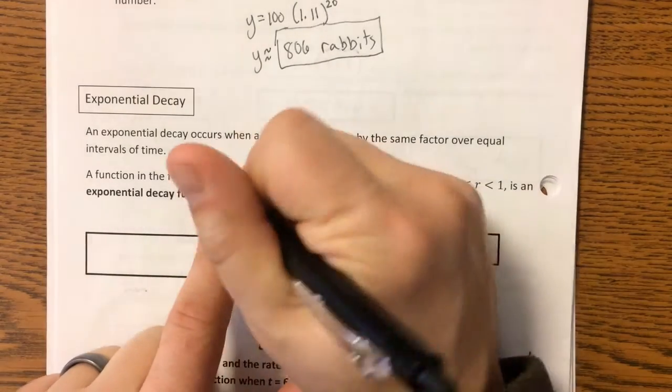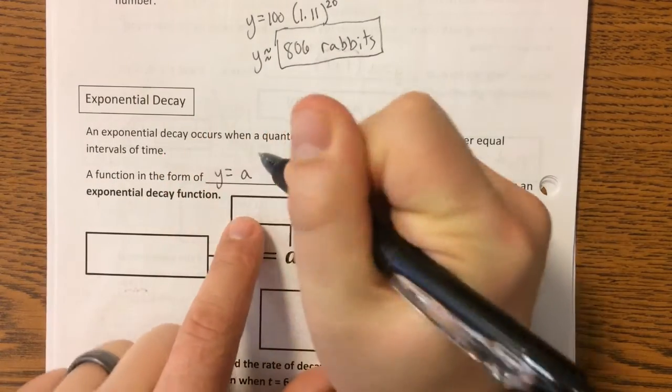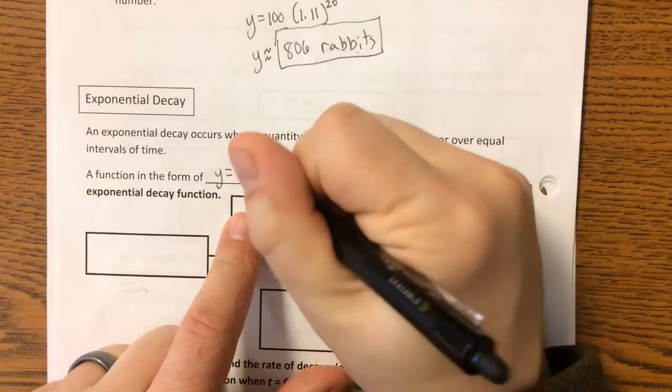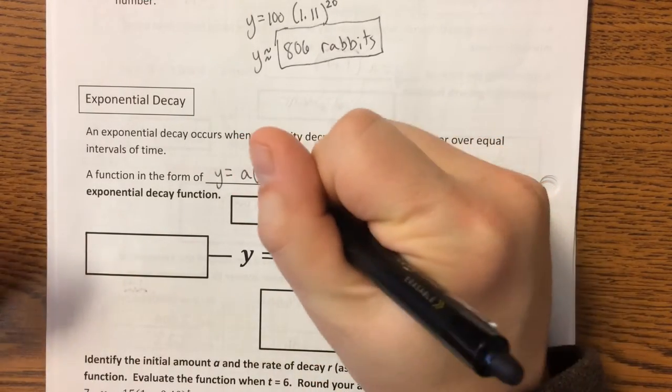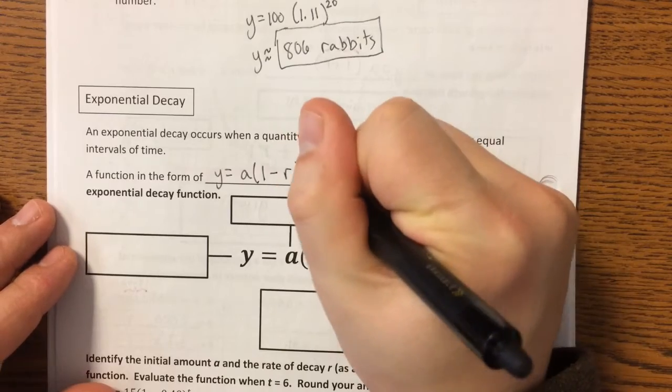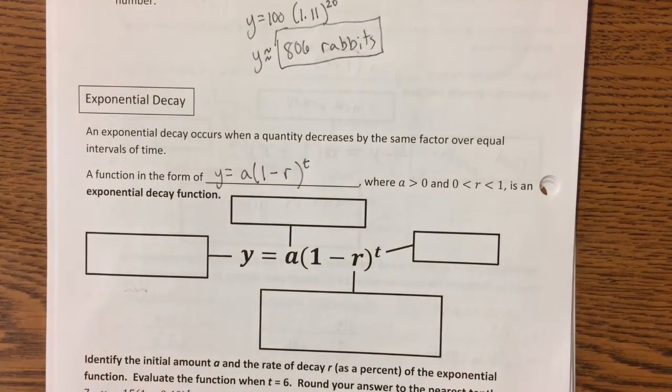So to get there, we're going to say y equals a. So this equation is basically going to be the same, except instead of being 1 plus the rate, we're going to say 1 minus the rate. That will ensure that we get a number less than 1. Because if you do 1 minus something, that's definitely going to be smaller than 1. Like 1 minus 0.5 or 1 minus 0.75 or whatever the number happens to be. Everything is still the same.